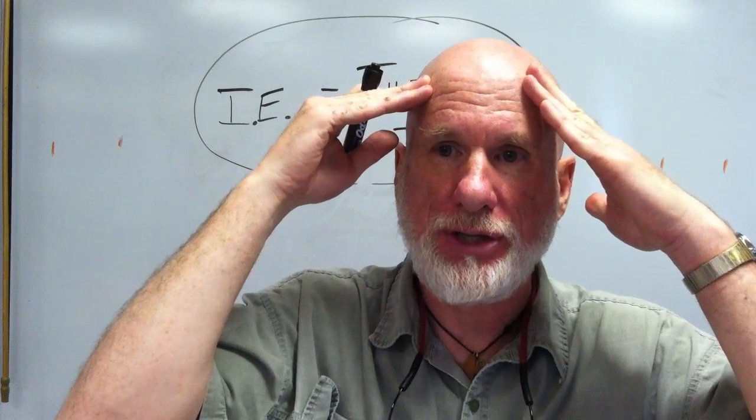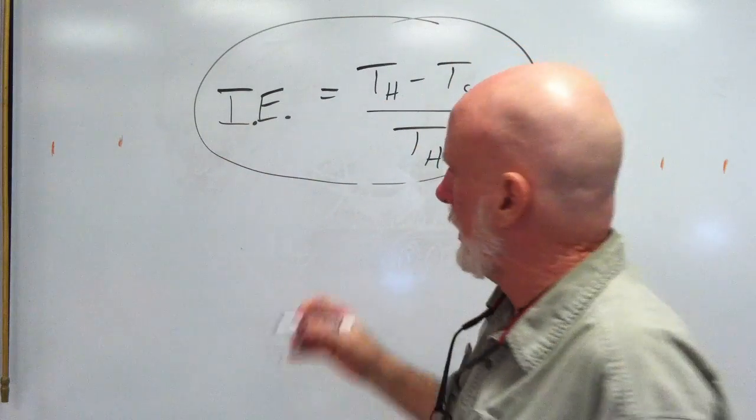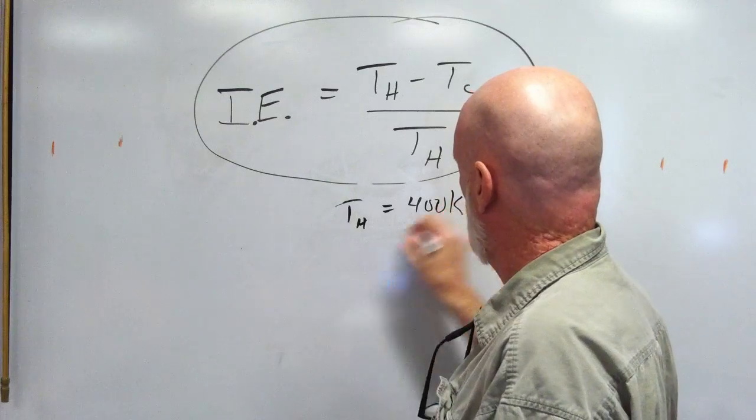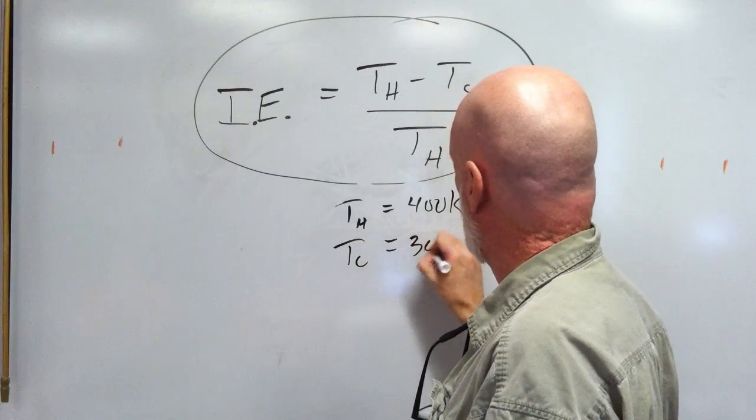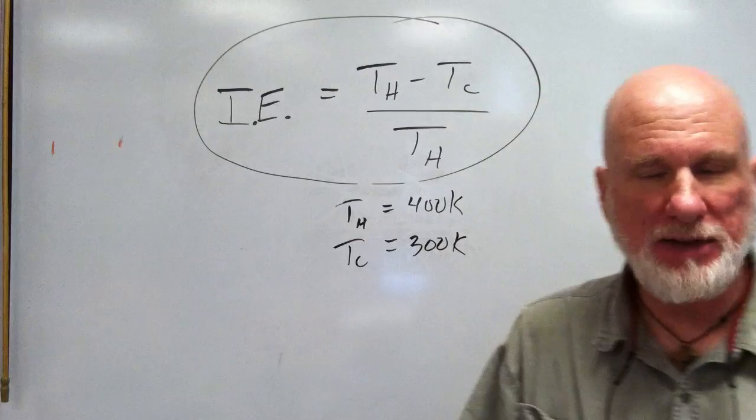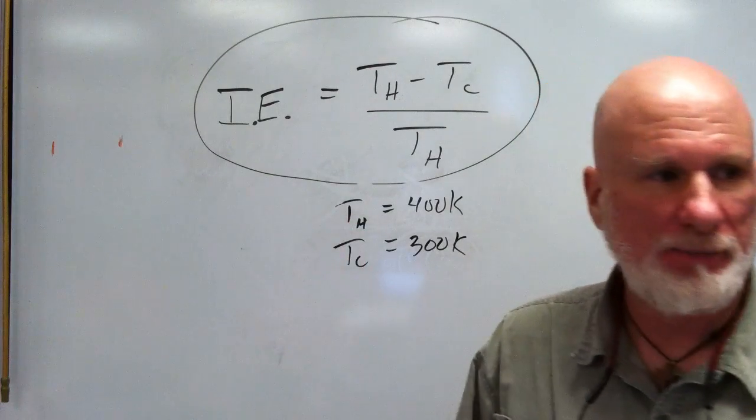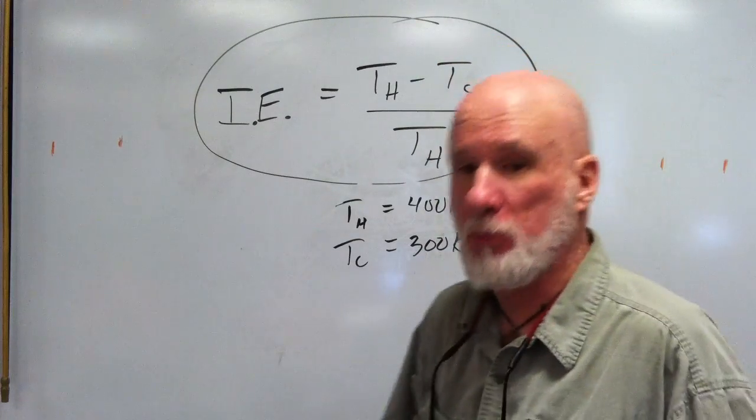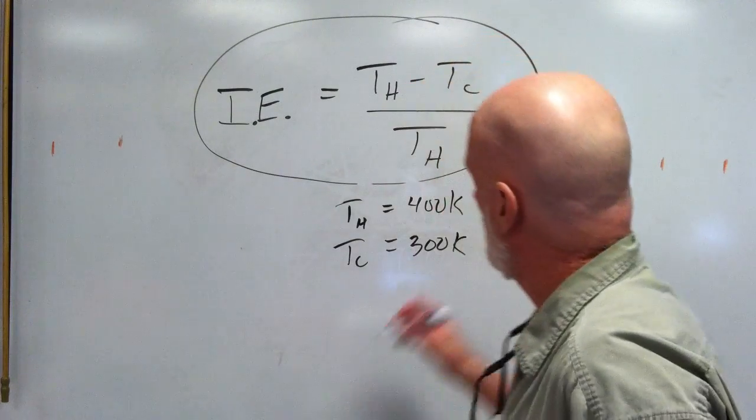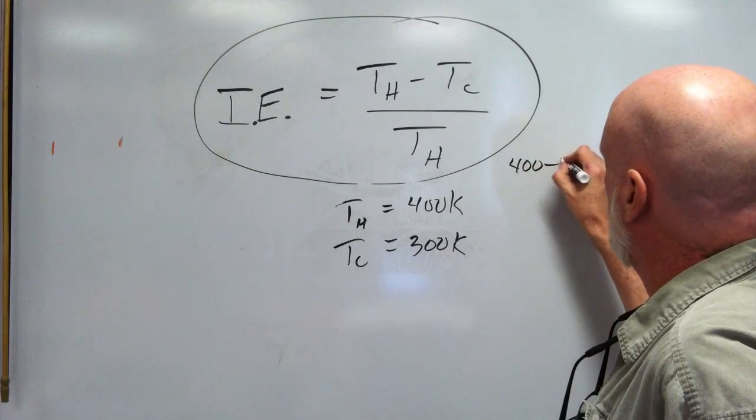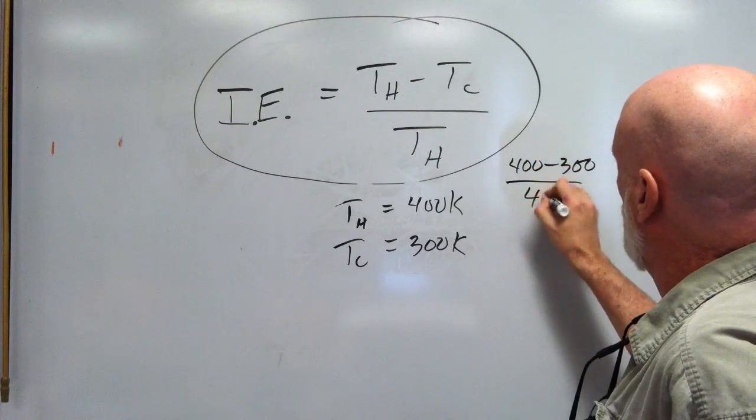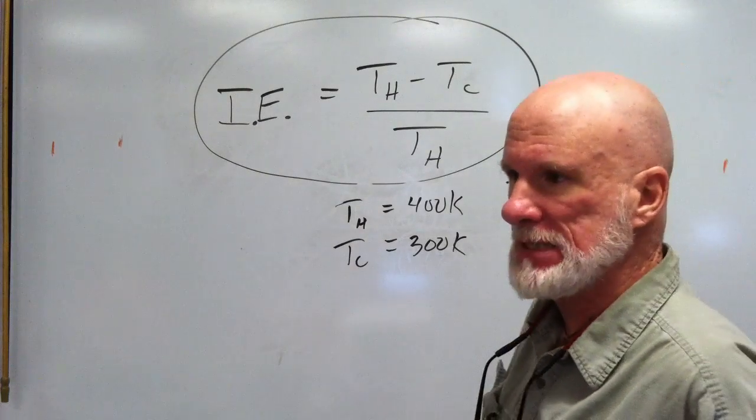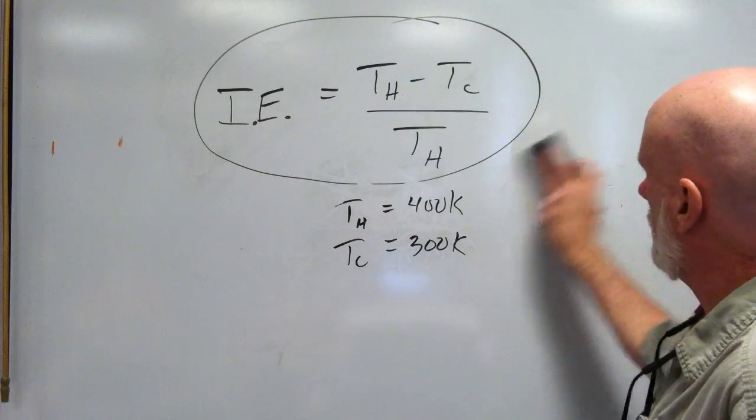Now, let's say the difference in temperature between the high temperature reservoir is 400 Kelvin and the low temperature reservoir is 300 Kelvin. What's going to be the efficiency of that engine? 0.25. Yes, 0.25. It'll be 400 minus 300 over 400, which equals 1/4. 0.25, right? Easy? Okay?